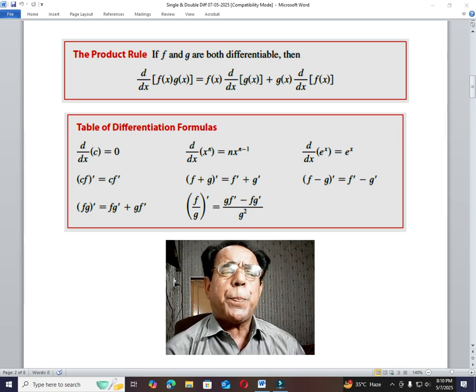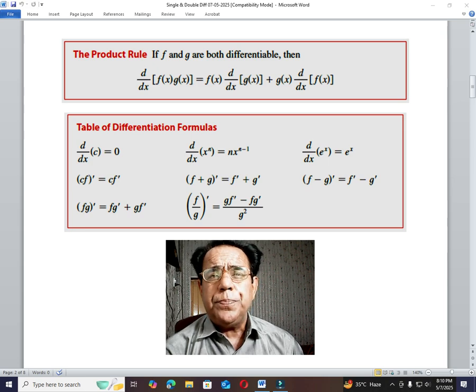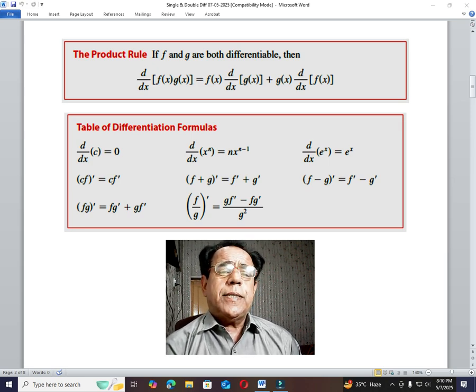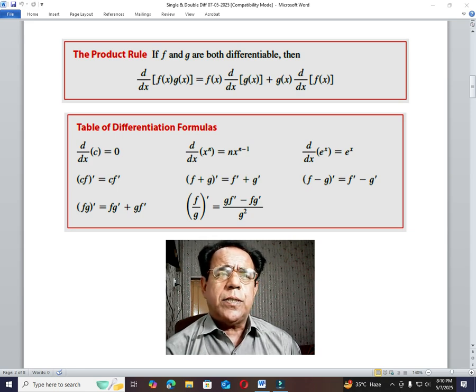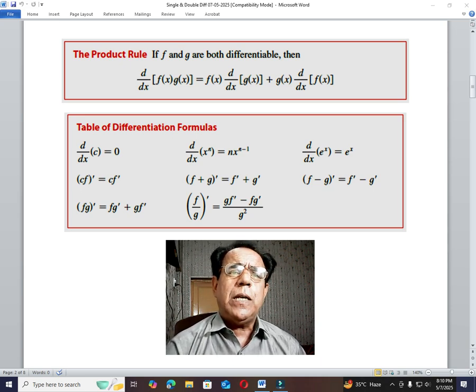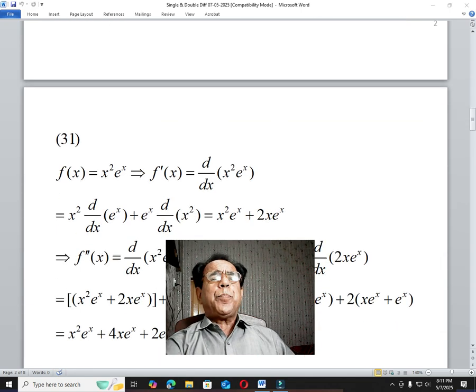First snapshot is about the product rule. We have discussed it in detail in our previous videos, so we do not go into the detail of this definition. Next is the table of differentiation formulas. We have also dealt with this table in previous videos. However, problems in this video will also definitely depend on these formulas, because our topic is differentiation.